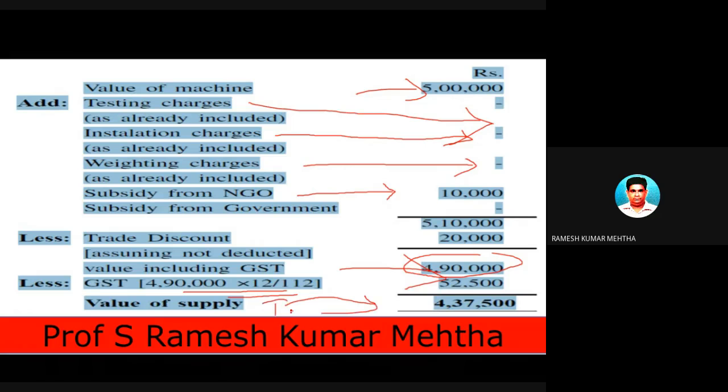This is called a transaction value, and this is the amount which is paid or payable by the recipient of such goods or services. In this case, it is a good. So on this transaction value of 4,37,500, we have to include 12% GST to arrive at the total value of the goods inclusive of GST. So this is the second problem.